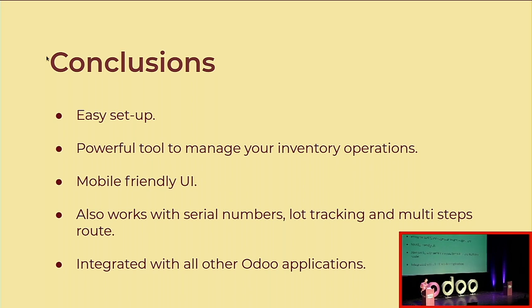All right, so to conclude, you've seen that the setup is really easy for the barcode application. It's only 3 easy steps. It's an out-of-the-box setup. It's a powerful tool to manage your inventory operations. It also has a mobile-friendly user interface, so you can use it anywhere in your warehouse. I didn't show that in this presentation specifically, but it also works with serial numbers, lot tracking, and complex multi-step routes. And of course, it is integrated with all other Odoo applications.